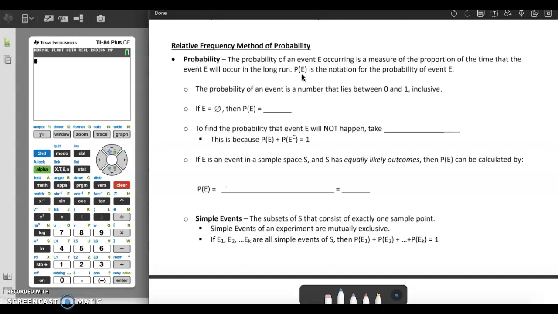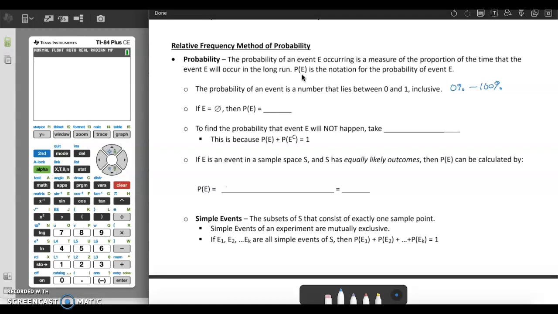The probability of an event is a number that lies between 0 and 1 inclusive. So a lot of times we give our probabilities in decimal format, and their decimal format will always be something between 0 and 1. As percentages, that's between 0% and 100%. You can't have a probability that's less than 0, no negative probabilities. And nothing will ever have more than a 100% probability. 100% means it's guaranteed to happen, and there's nothing beyond that.